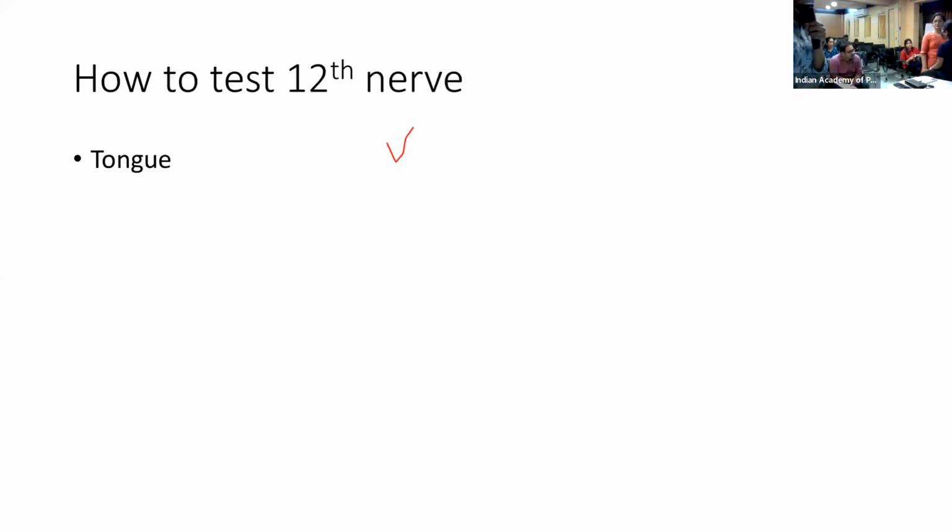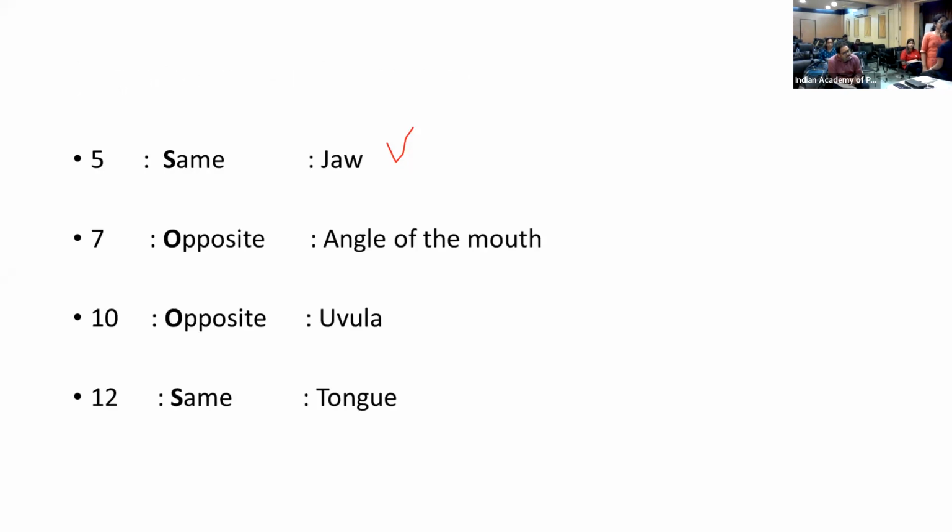Okay. And the 12th nerve, you will be checking the tongue, the shape of the tongue, fasciculations, if there are any tremors, movements of the tongue, and ask the child to protrude the tongue. What will happen if there is a 12th nerve palsy? The tongue will move to the same side. Just remember same order, right? 5, 7, 10, 12. S, O, O, S, same, opposite, opposite, same. But this is for remembering, but you understood why this is, right? The action of the tongue muscles while protruding is to bring it to the midline. So that side muscle is affected. It will move to the same side.